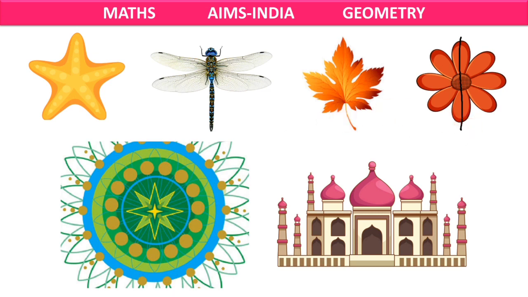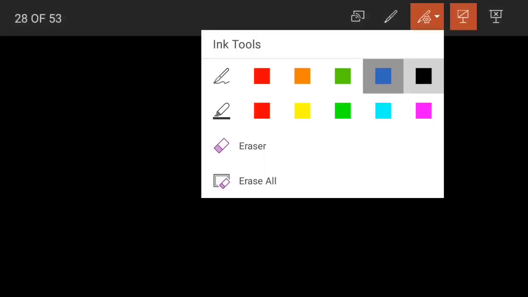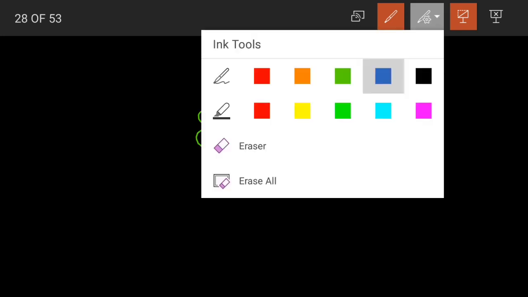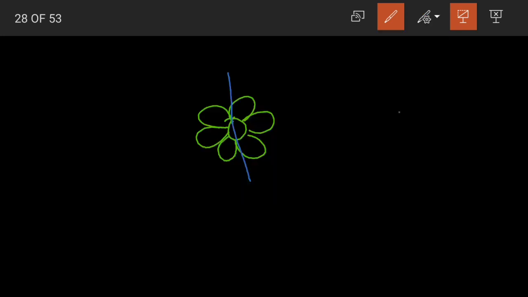You can take a leaf, for example, and observe whether it is following the rule of symmetry or not. You can look at a flower and see whether it is following symmetry or not. For example, children, this is a flower. Yes, this flower is symmetrical. Now when I look at this, both the sides are exactly the same.